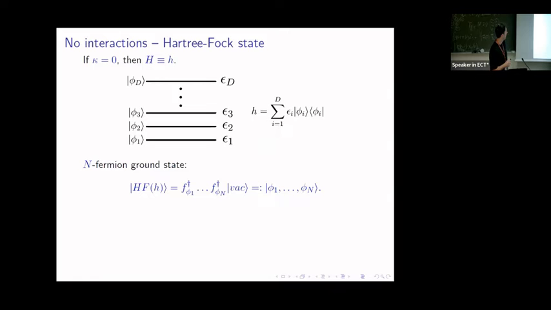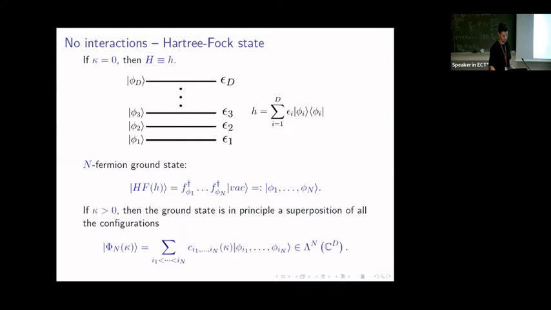So if kappa is 0, then we know what to do. We just have to diagonalize the local Hamiltonian, the little h. And this way we get some orbital bases and some energies. And the ground state is exactly the Slater determinant. So we create n electrons in the n lowest energy levels.